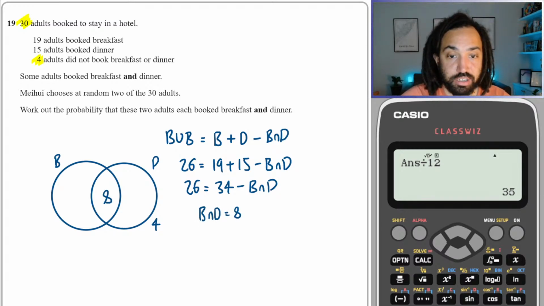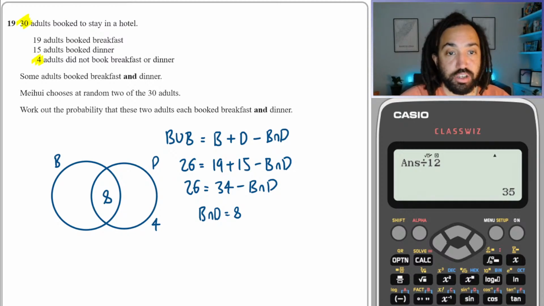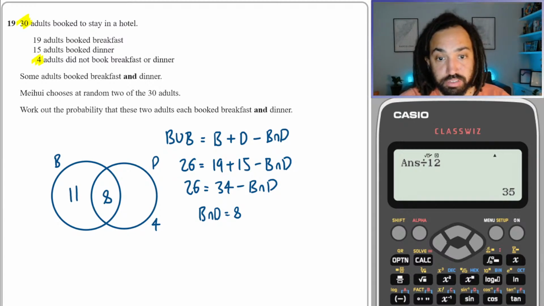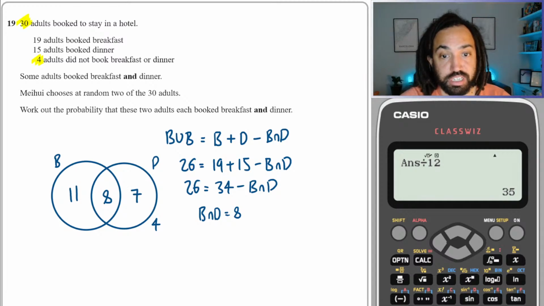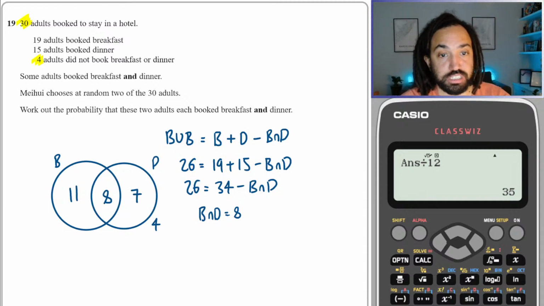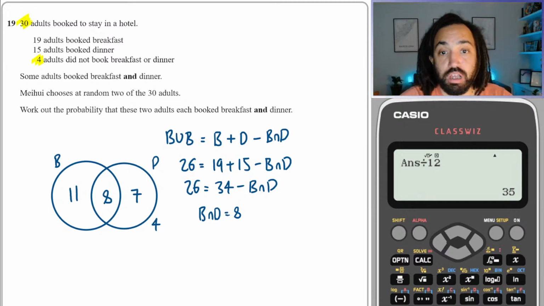So if I know 8 goes in here, I then know that there must be 11 in here to make 19 in total for breakfast, and there must have been 7 in here, and that's all going to add up to 30. Now, I picked 2 people, and what's the chance they are in the middle, in the intersection?